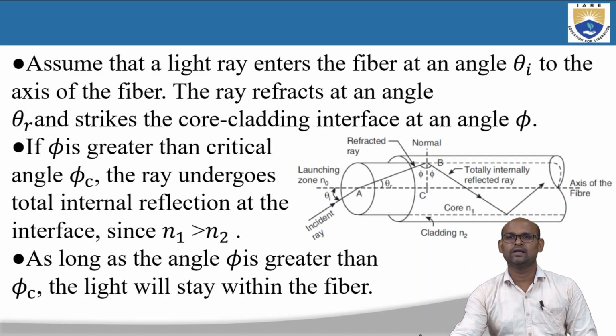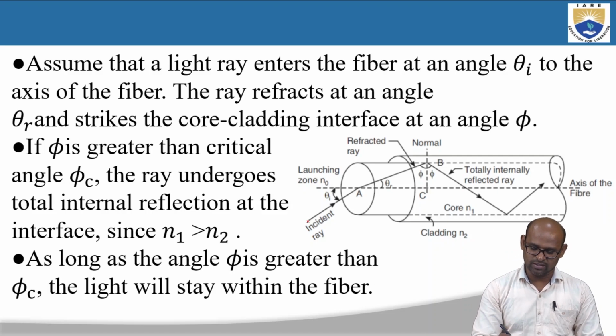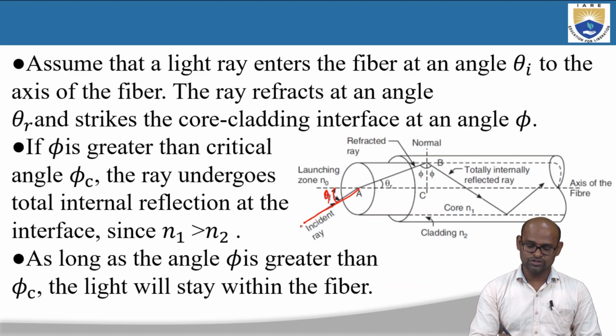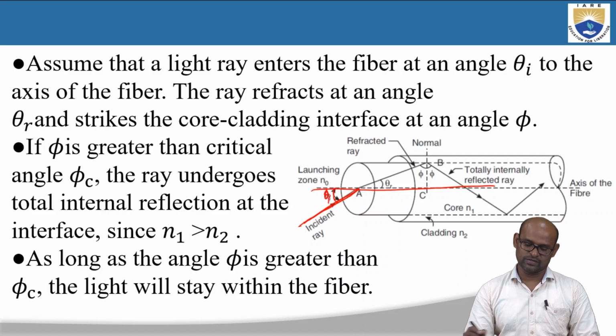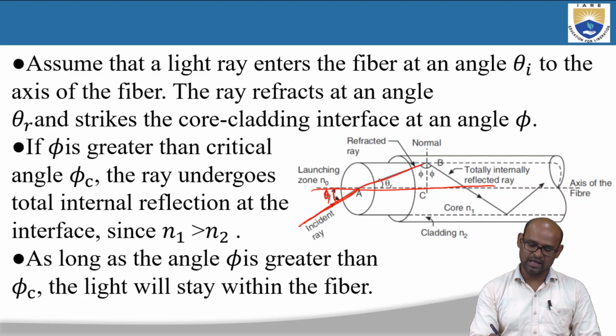Okay. Assume that a light ray enters the optical fiber at an angle theta I to the axis of the fiber. So we are launching the light into this optical fiber with an angle theta I. Theta I is the launching angle. The ray refracts at an angle theta R and strikes the core cladding interface. So this is theta R, the angle of refraction, and it strikes the interface of core and cladding at an angle phi. Okay. So this is phi.